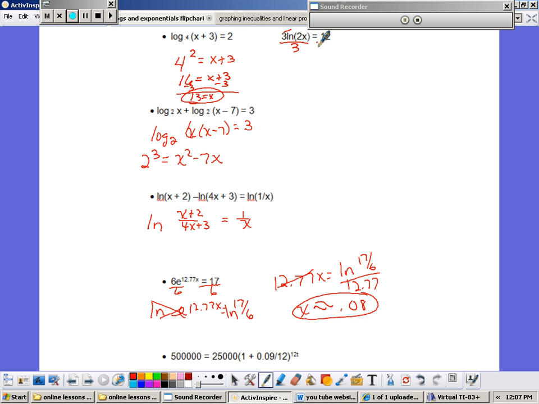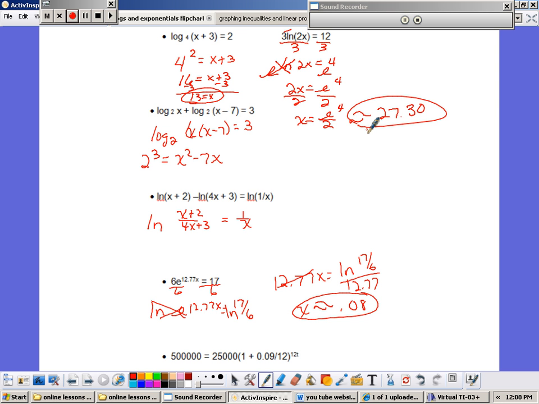This one, I have to divide by 3 first to get the natural log of 2x equals 4. To get rid of a natural log, you e both sides. So 2x equals e to the 4th. Divide by 2. X is e to the 4th power divided by 2, which is approximately 27.30. So to get rid of an ln, we e both sides.